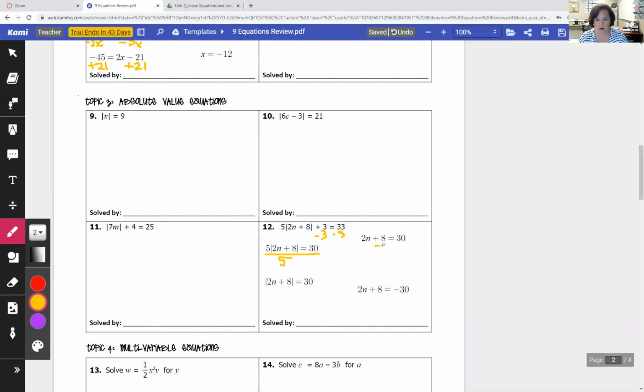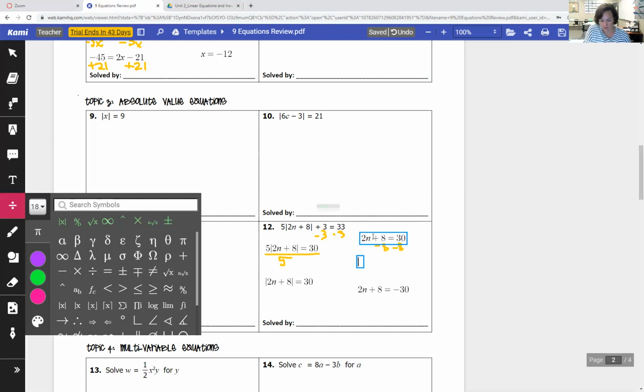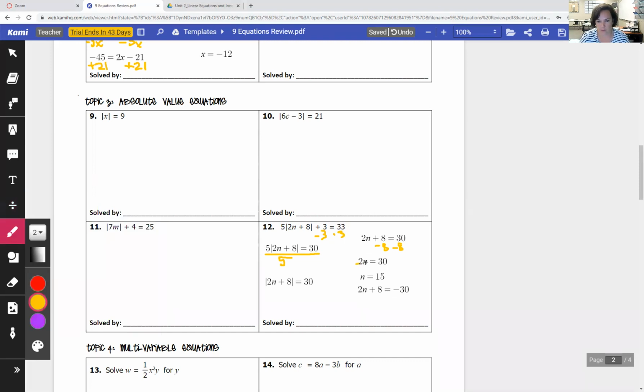We're going to solve the first one first. We would subtract 8 from both sides so that 2n equals 22. Okay, and now we will divide by 2. 22 divided by 2 is 11. So we're dividing by 2.